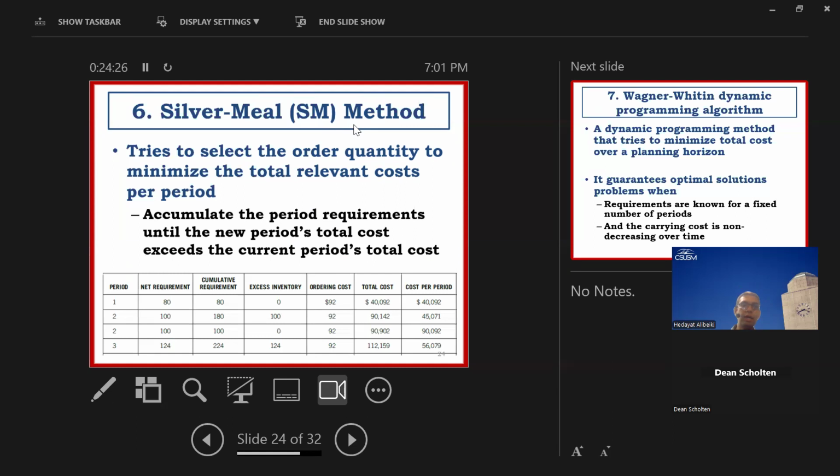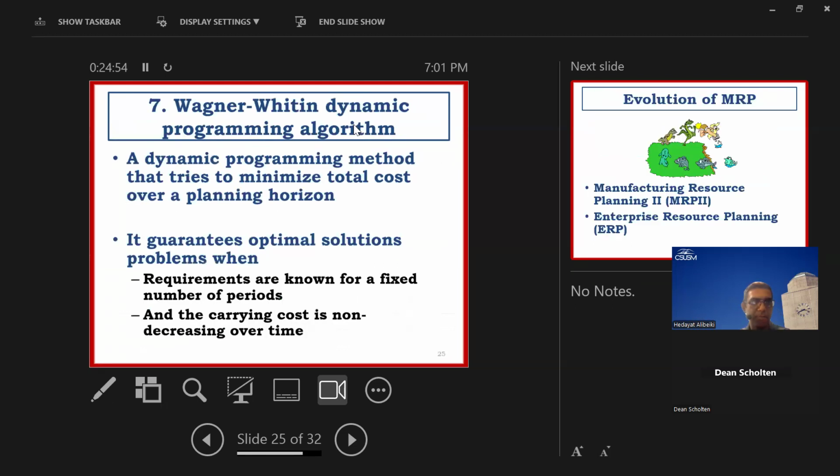This one requires minimizing the total relevant cost per period, and it's a similar idea. We are accumulating the period requirements, and it keeps going down, and at some point it takes off and goes up again. So whatever level gives us the minimum, we're going to start there, right?